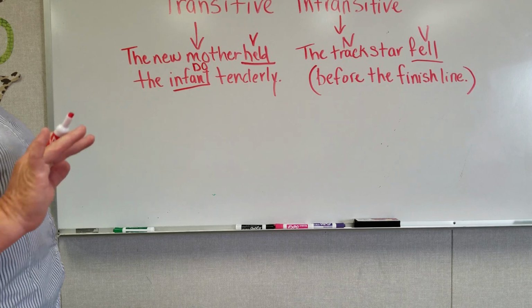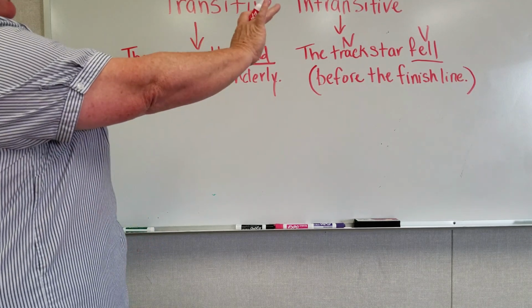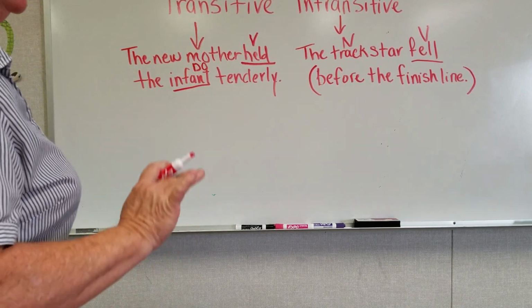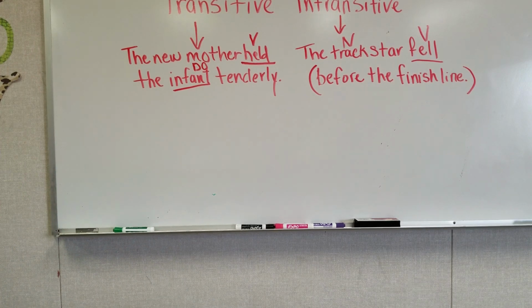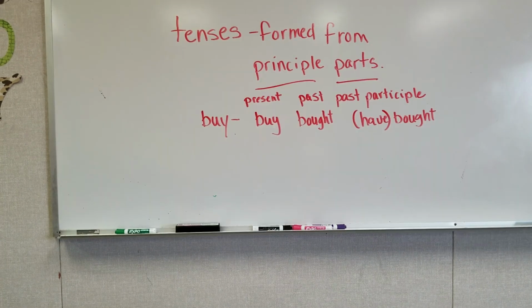The other way a verb can be intransitive is if the sentence pattern stops with the verb and there is no direct object that receives the action of the verb. Then the verb would be intransitive also.